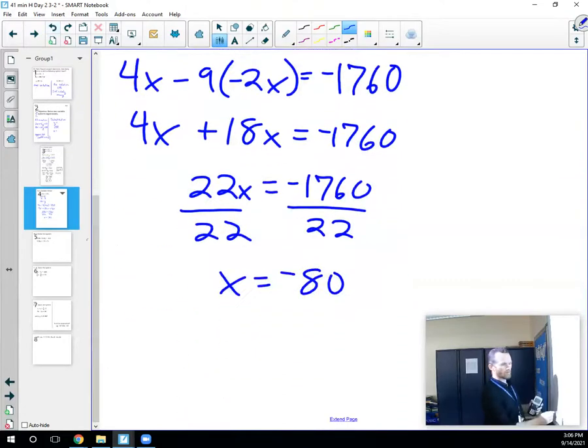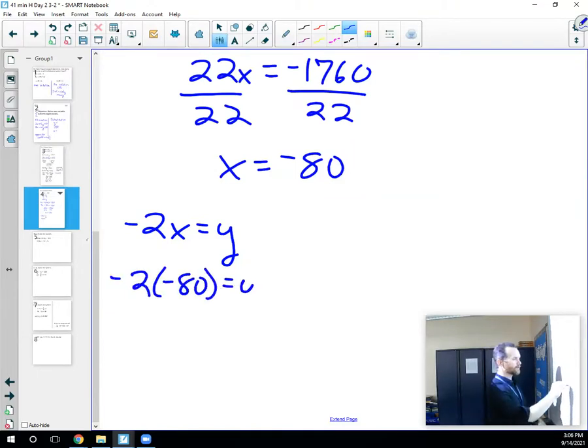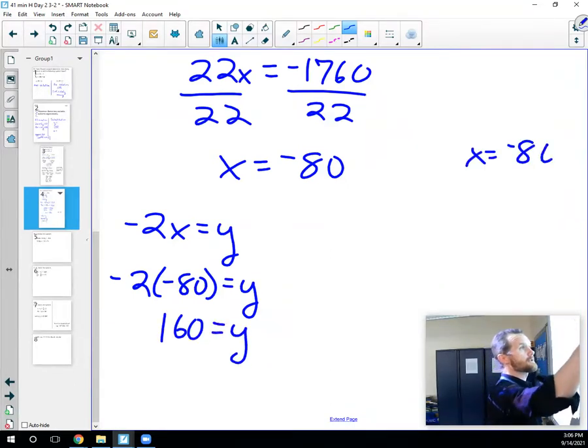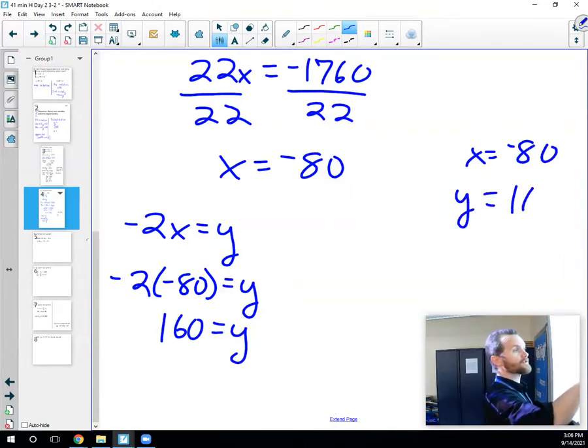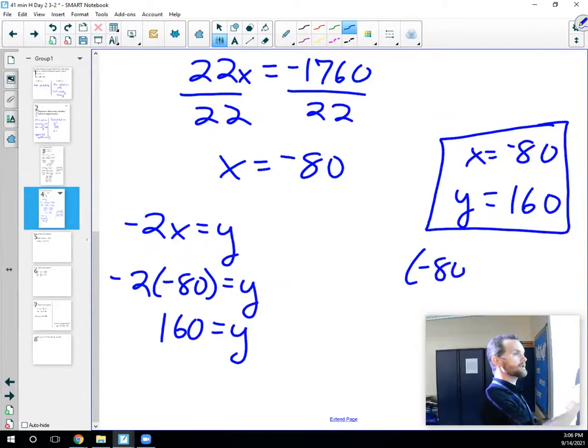So it's -2x equals y. Let me rewrite it down here. -2x equals y. And then we can just plug in x. It becomes -2 times -80 equals y, and that becomes a positive 160. So let's write our answer. x equals -80, y equals 160. And if you want to write it as an ordered pair, that would be -80 and 160. You don't need to do that, but it's an option.